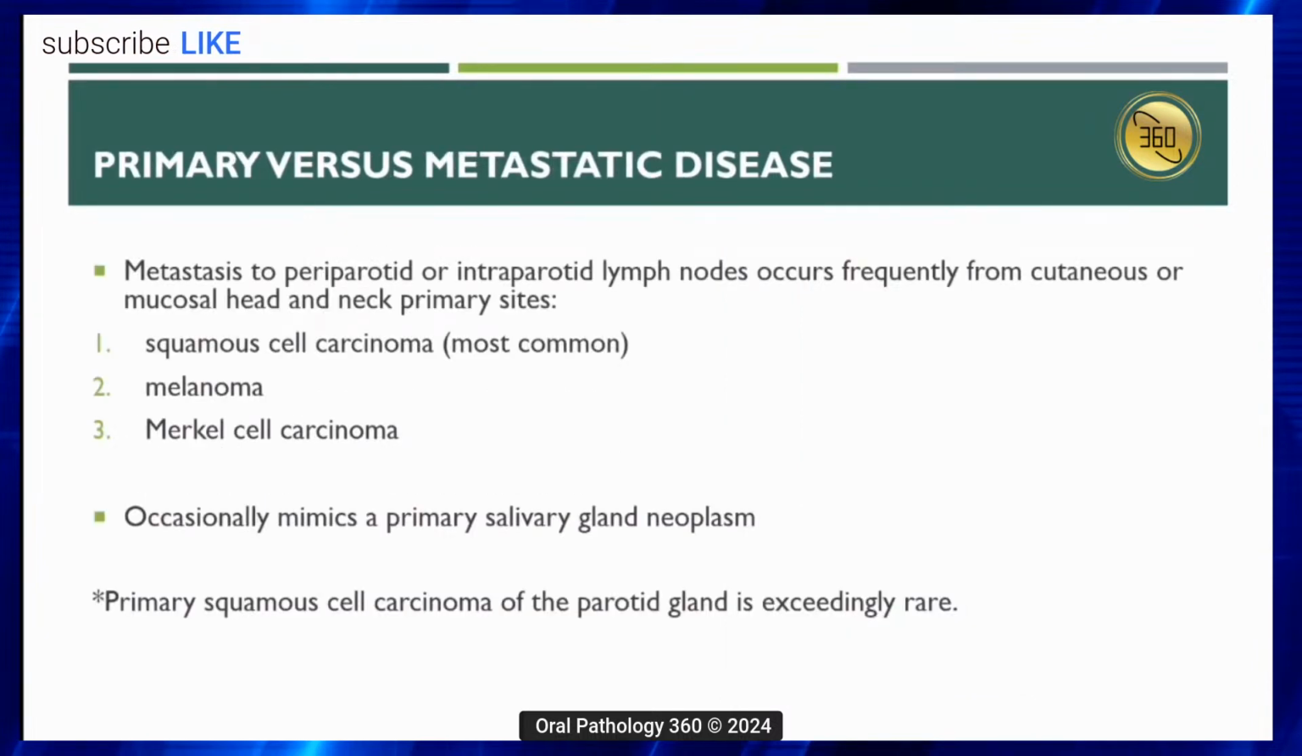Another pitfall lies in the distinction between primary and metastatic diseases of the salivary gland. Metastasis to a periparotid or intraparotid lymph node can also mimic a primary salivary gland neoplasm. The most common metastatic neoplasm is SCC, followed by melanoma and Merkel cell carcinoma. Metastatic squamous cell carcinoma may mimic primary salivary gland neoplasm with squamous differentiation or basaloid morphology. However, you should keep in mind that primary squamous cell carcinoma of the parotid gland is extremely rare.